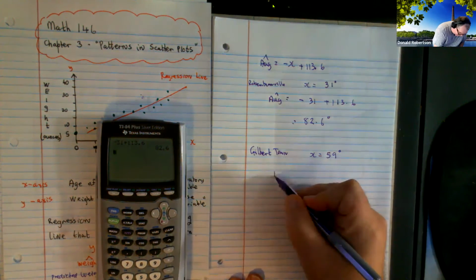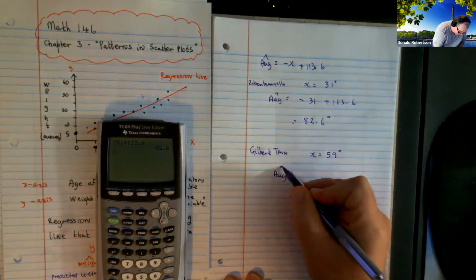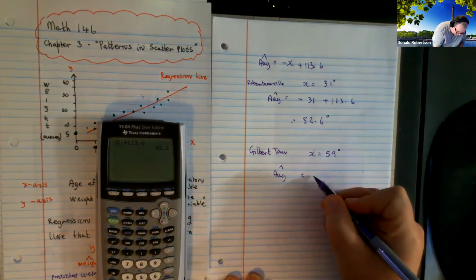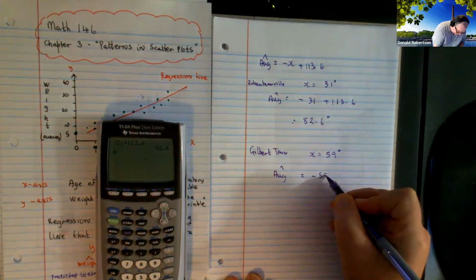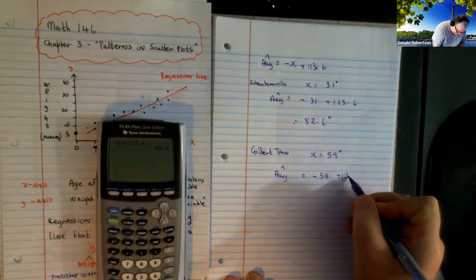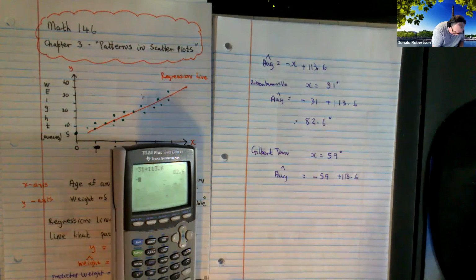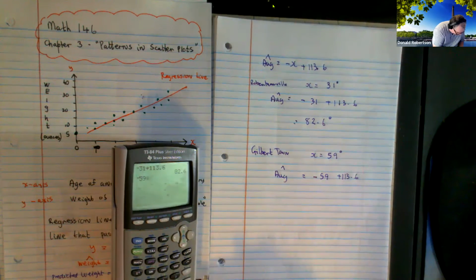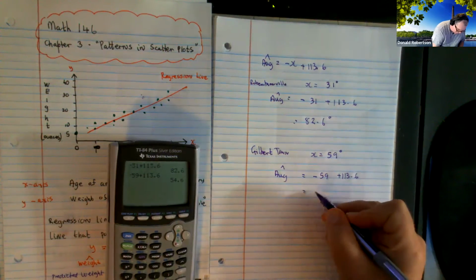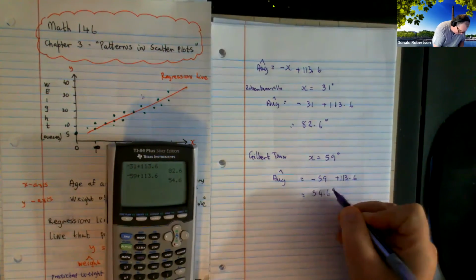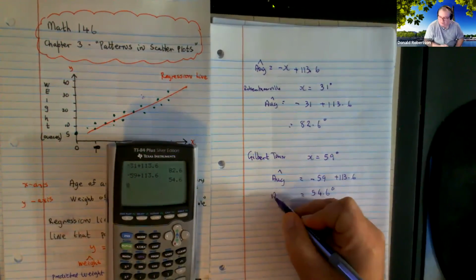And in this particular case, the predicted August would be negative 59 add 113.6. And we get 54.6 degrees. Right, nobody wants to go there.